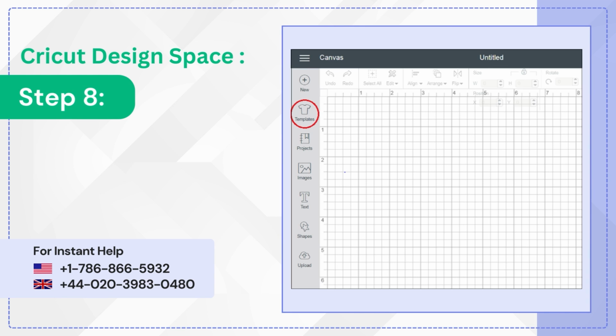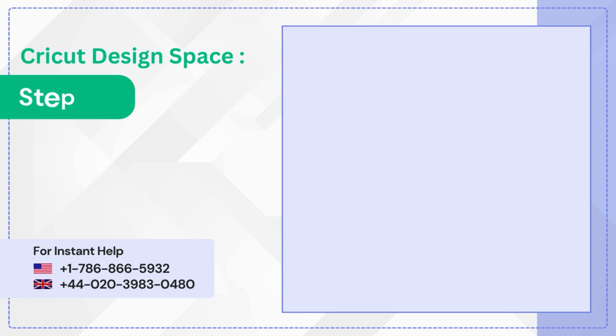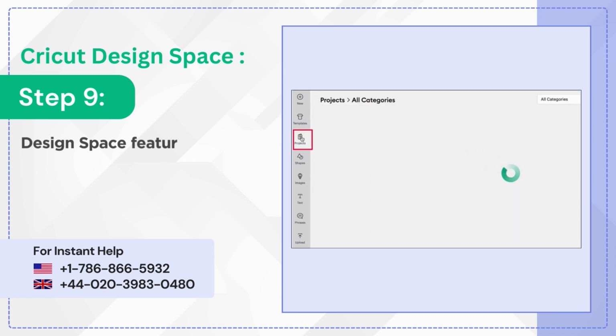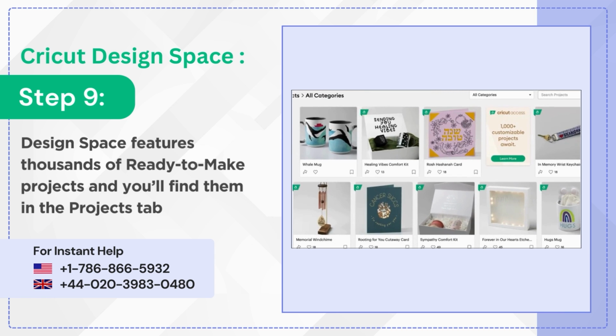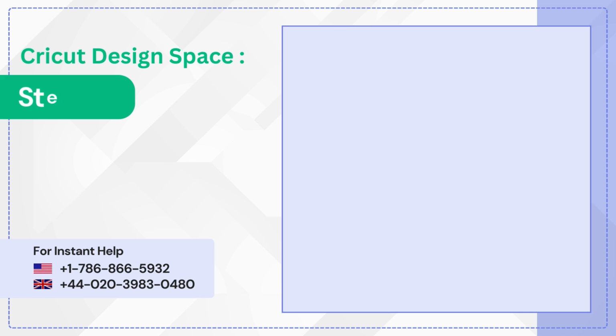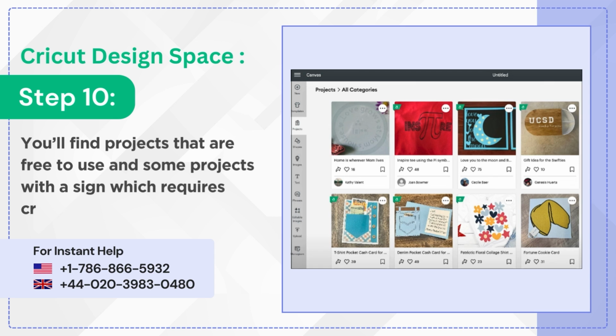Step 8. From the left panel you can use the template tool to visualize your project. Step 9. Design Space features thousands of ready-to-make projects and you'll find them in the Projects tab. Step 10. You'll find projects that are free to use and some projects with a sign which requires Cricut Access to use.